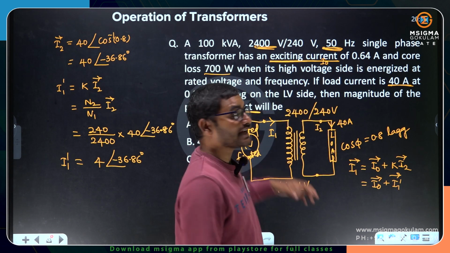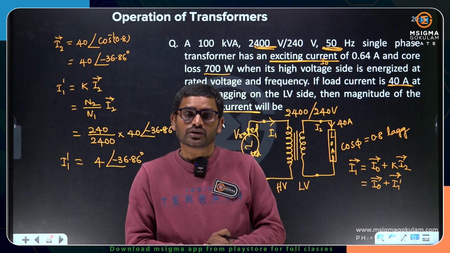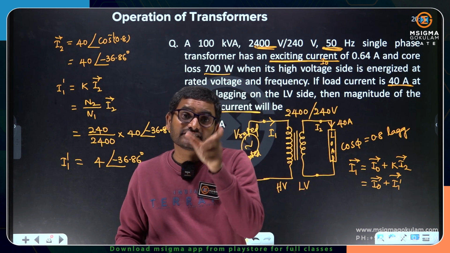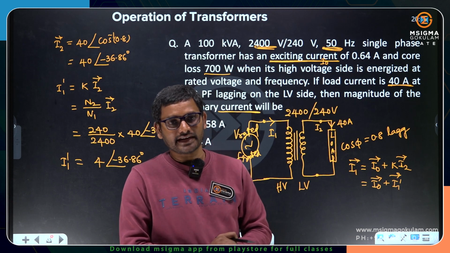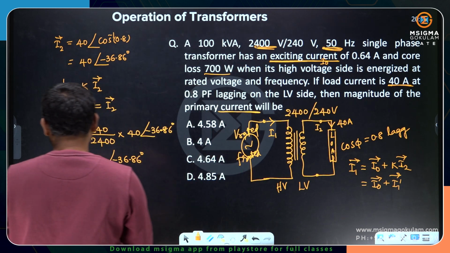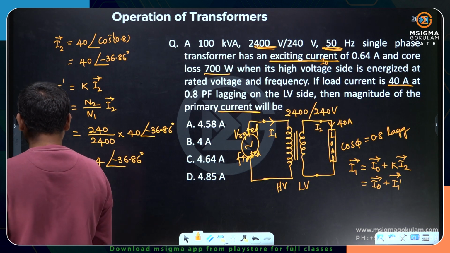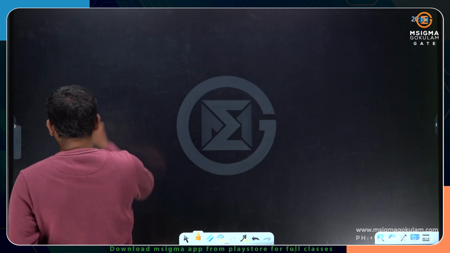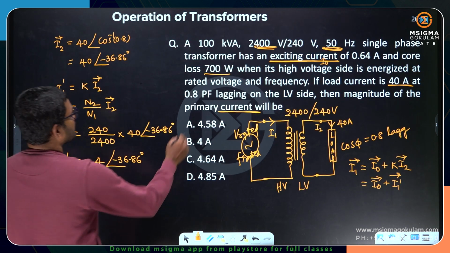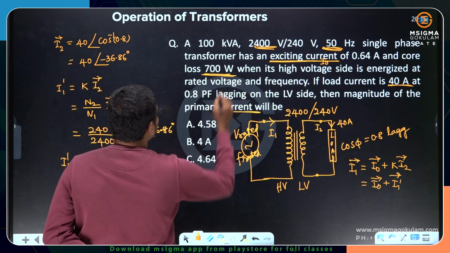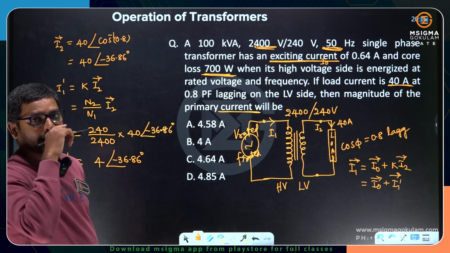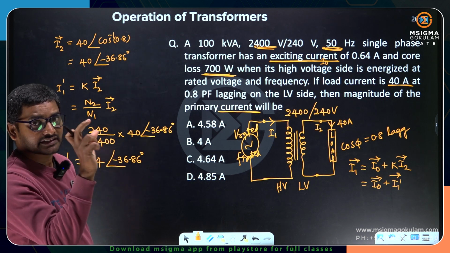I0 we know, but we do not know the phase angle. To know the phase angle, we need to calculate theta naught. How do you calculate theta naught here? He has given the iron loss component, that is Wi.